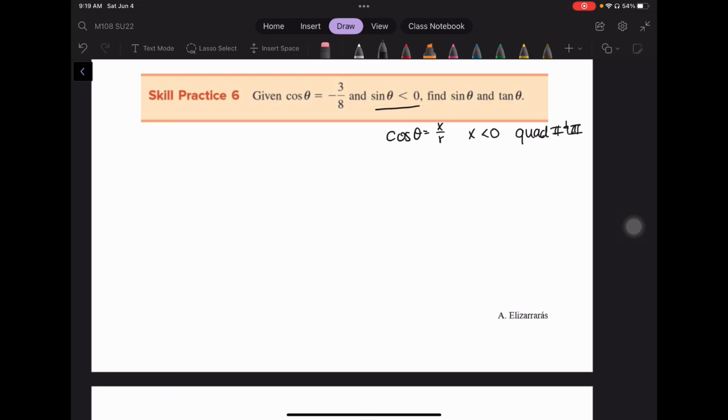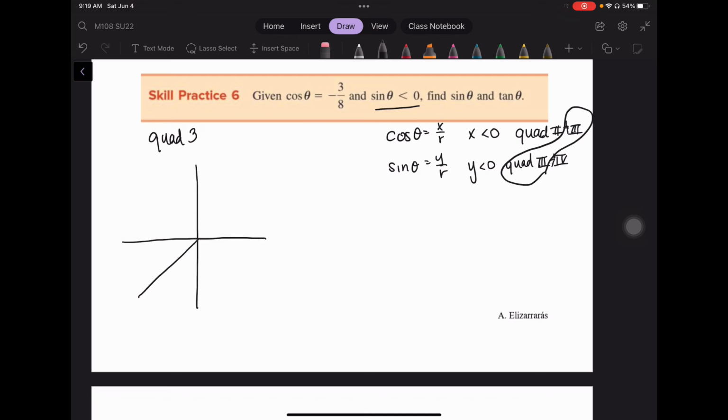But they tell us that sine is also negative. So for the sine of theta, which is y over r, to be negative, y has to be negative. And y is negative in quadrants 3 and 4. So for both cosine and sine to be negative, that has to happen in quadrant 3. So we are in quadrant 3 here. Drawing out theta, and remember it's always from the horizontal axis, our hypotenuse is 8, our adjacent is negative 3, and we need to find what our opposite is.